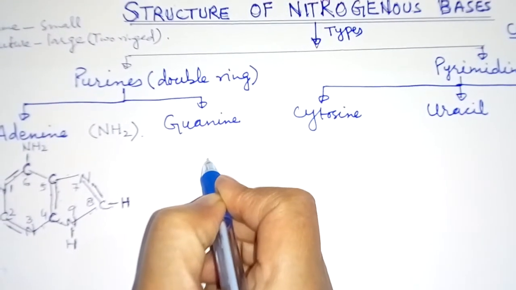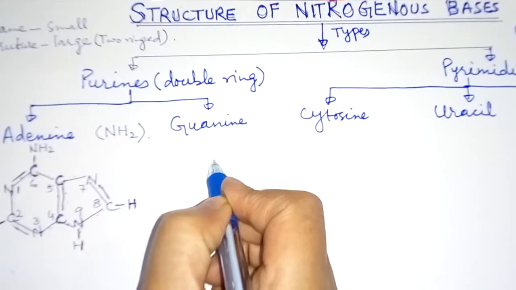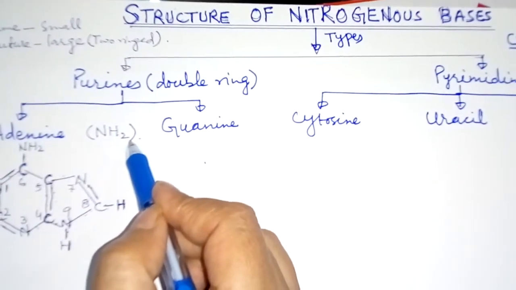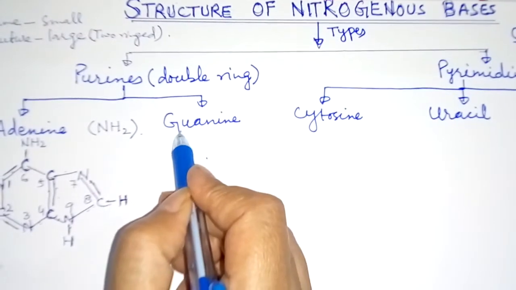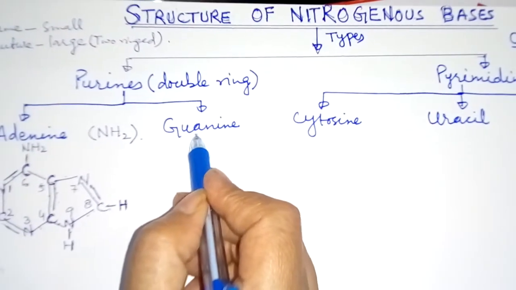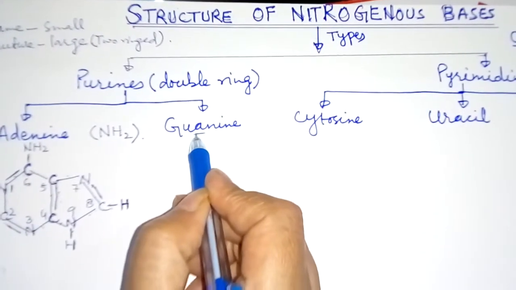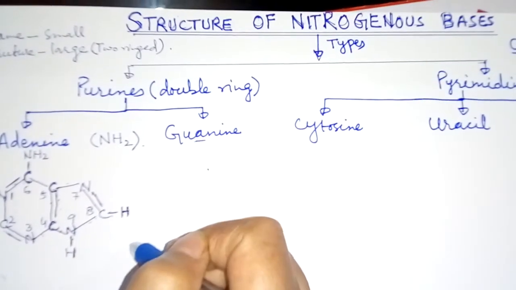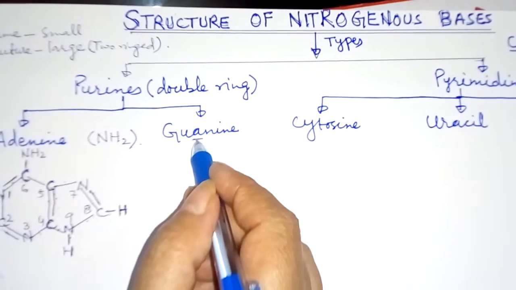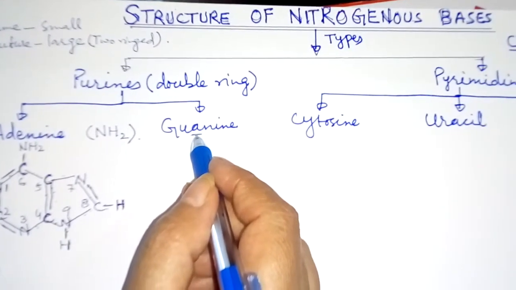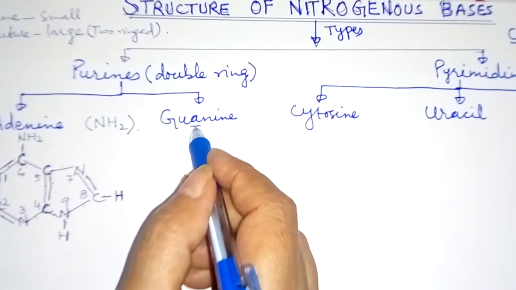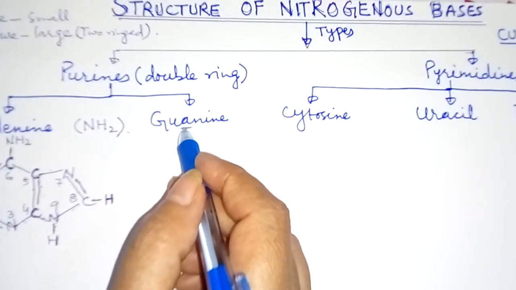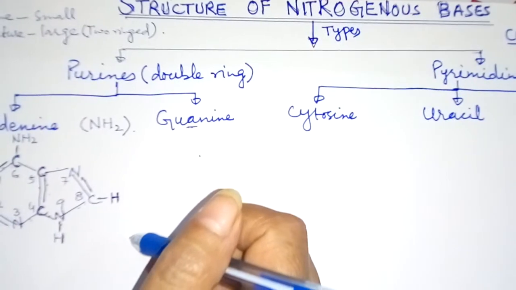Now I will make the structure of guanine. As I told you, both adenine and guanine have an amino group, but guanine, as it gives a sound of O, has an additional O other than the amino group, and that O is attached with carbon number 6. So the NH2 group, instead of attaching itself with carbon number 6, will attach itself with carbon number 2.